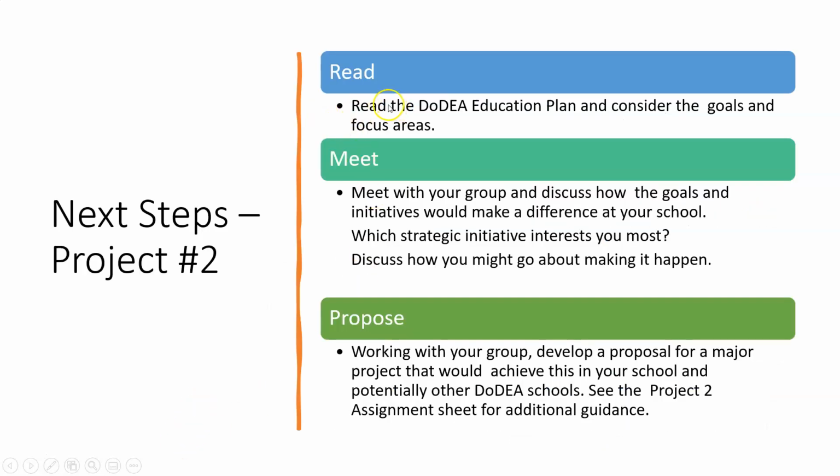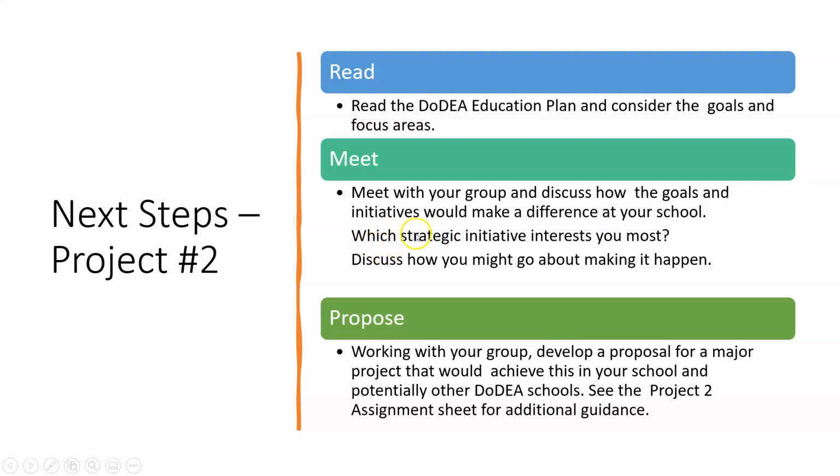And for the next steps, I would like you to read the DODEA education plan. There you have a link to it and your reading, and consider the goals and focus areas that we looked at. Then meet with your group and discuss how the goals and initiatives would make a difference at your school. You can meet with a group or you can work individually. That's up to you, as we discussed in the first chat.